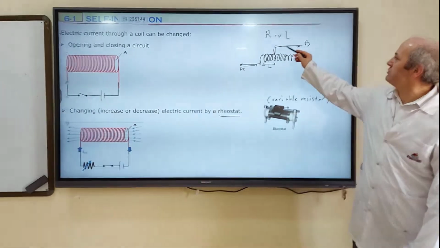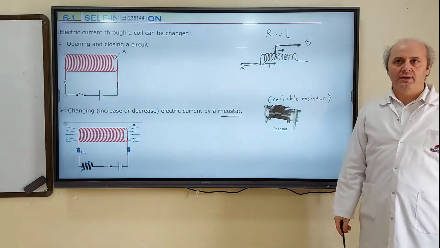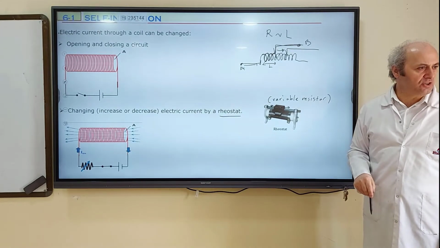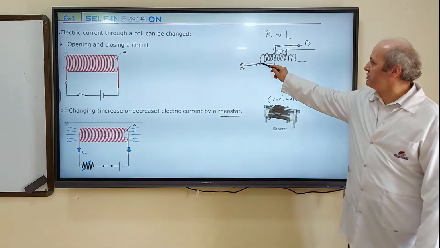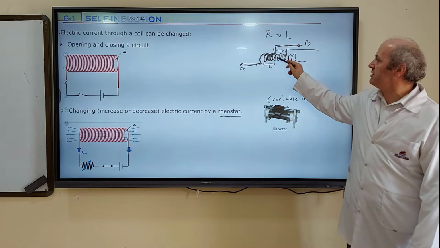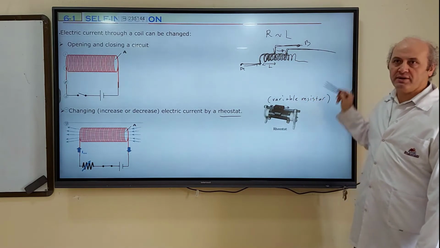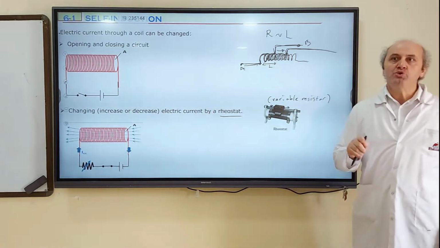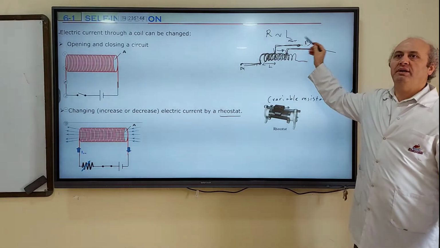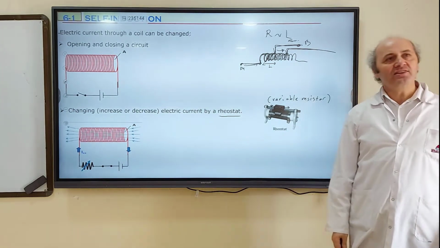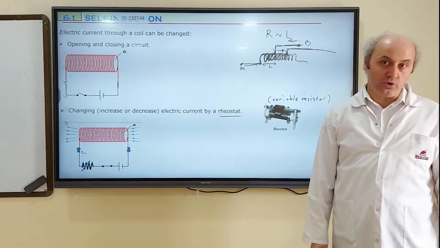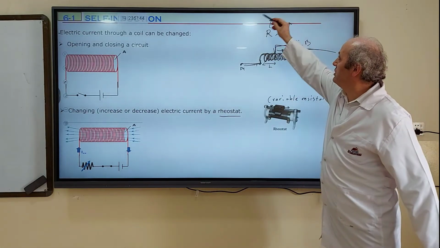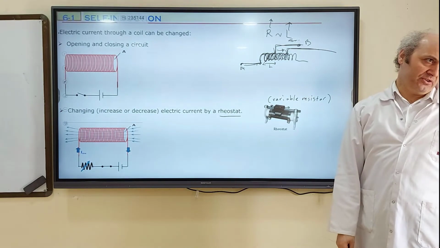If you move this slide to the right, this time the slide comes in here. Now the length of the conductor increased. Follow: electric current comes in here, follows these wires and leaves from here. By moving the slide back and forth, right and left, you are making a change in the length of the conductor. As length changes, resistance also changes. Greater length, greater resistance. Smaller length, smaller resistance.